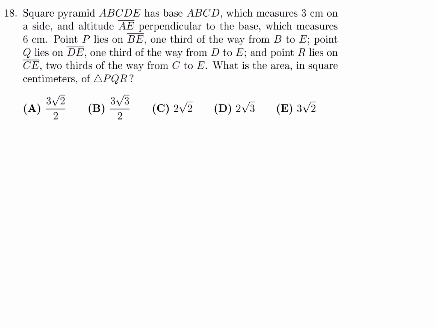Square pyramid ABCDE has base ABCD, which measures 3 centimeters on a side, and altitude AE perpendicular to the base, which measures 6 centimeters. Point P lies on BE 1/3 of the way from B to E. Point Q lies on DE 1/3 of the way from D to E. And point R lies on CE 2/3 of the way from C to E. What is the area in square centimeters of triangle PQR?